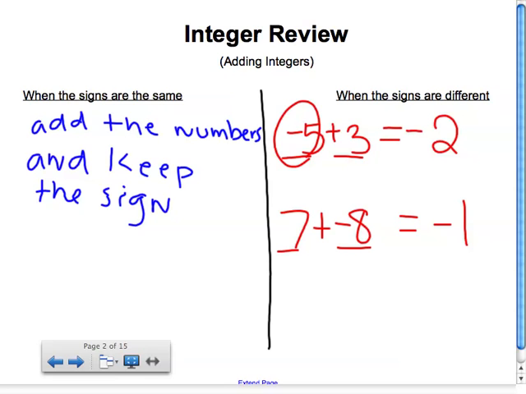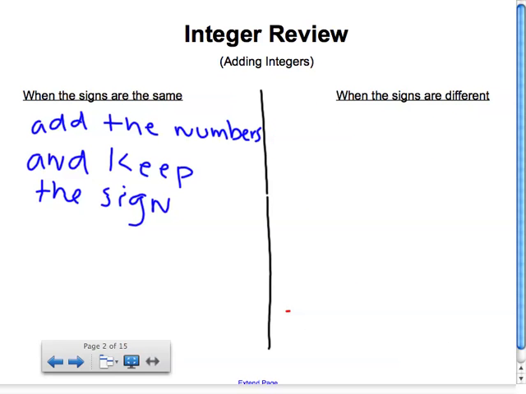And I'll do one quickly where it will end up as a positive. Suppose we had 10 plus negative 3. The signs are different, so we subtract the numbers. 10 minus 3 is 7, but 10 has larger absolute value, so it'll stay positive. So let me write down the rule. When the signs are different, subtract the numbers.